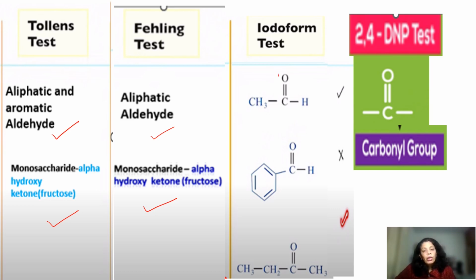Iodoform test is given by all the carbonyl compounds if they have a CH3 group attached in the alpha position. So this compound is going to give the iodoform test. This cannot because it is not having the alpha methyl group attached to it, whereas this compound is having the alpha methyl group attached to it. So this is going to give the iodoform test. DNP test is given by all the carbonyl groups, whether aldehyde or ketone.